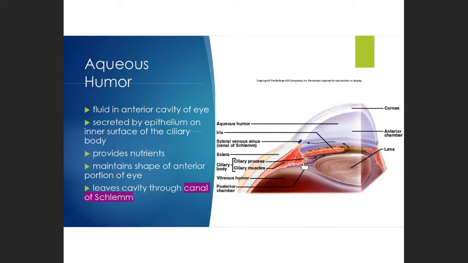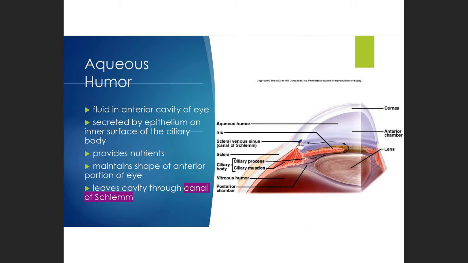The aqueous humor is basically secreted in the area behind the iris, by the ciliary body. It flows from between the lens and iris, then flows into most of the anterior chamber of the eye. To prevent the intraocular pressure from becoming too much, the fluid is absorbed on the side here through what we call the canal of Schlemm, or scleral venous sinus.